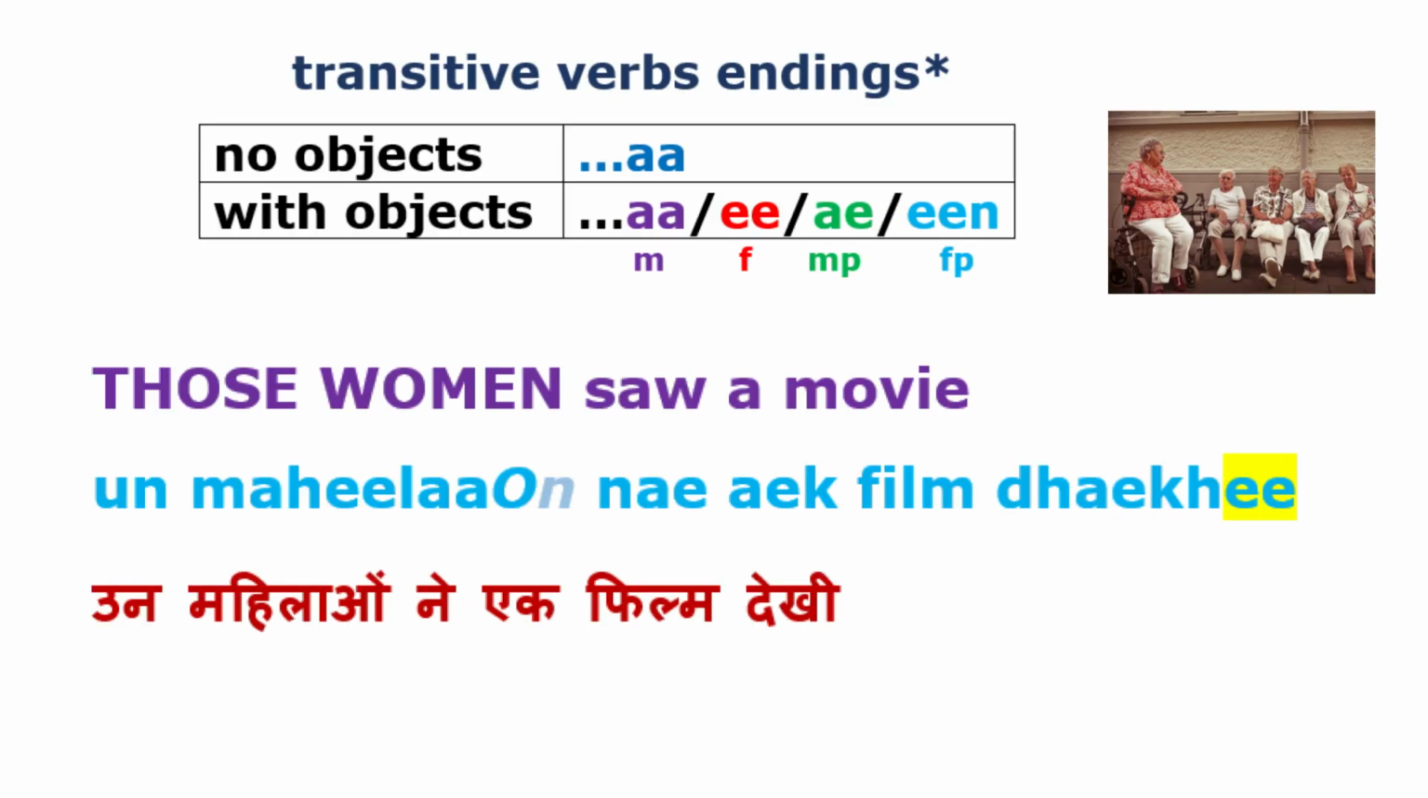Now for the same set of ladies, we are going to add an object there and try to conjugate it, make a sentence out of it. Those women saw a movie. Un mahilaon ne ek film dekhi, because film is feminine. Dekhi agrees to film and not to those ladies. Dekhi. Film dekhi.